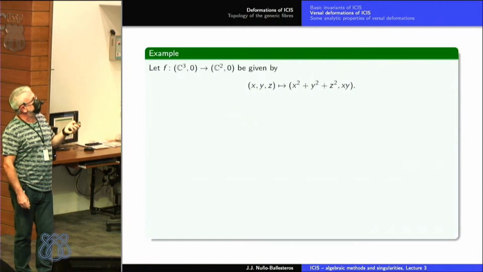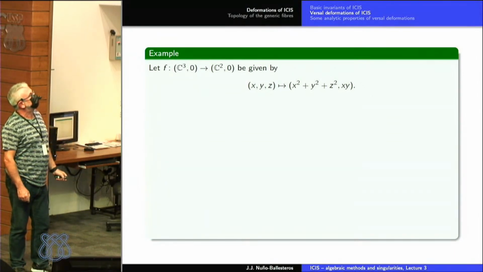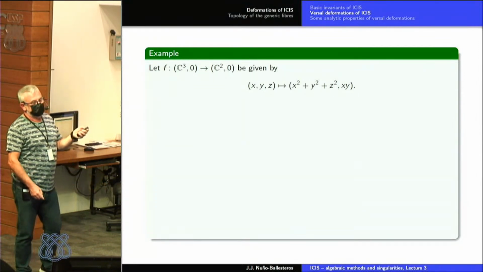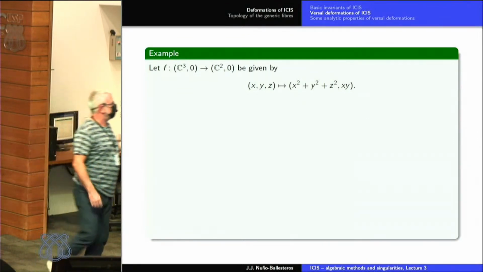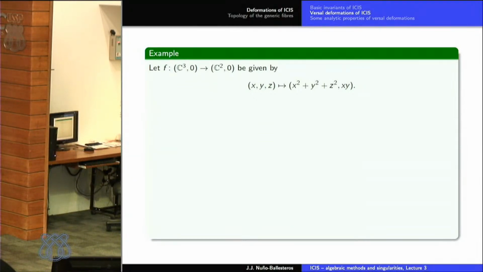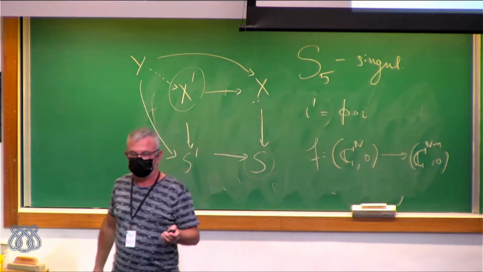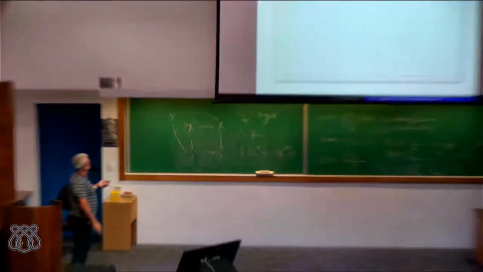So here we have an example. This is a mapping f from C3 to C2 given by x squared plus y squared plus z squared on the first component, and the second component is xy. This appeared yesterday in the lecture by Matthias and Anne. This is called the S5 singularity. So it is a curve in C3. It is not a hypersurface, it's a curve.